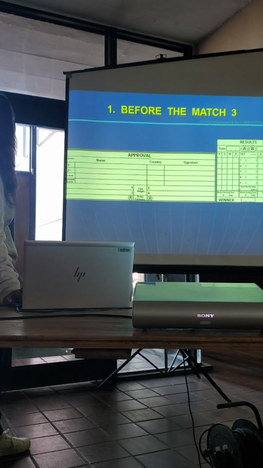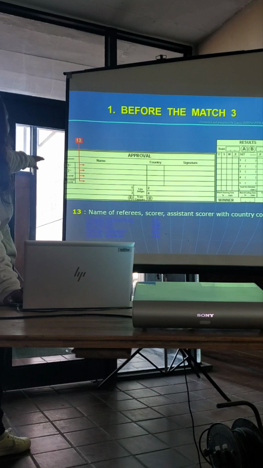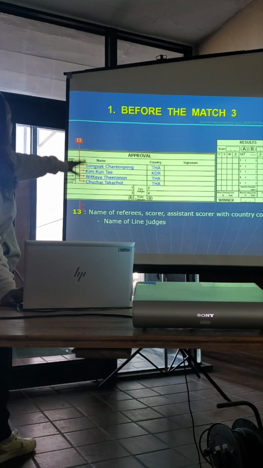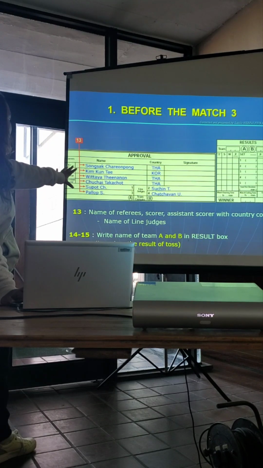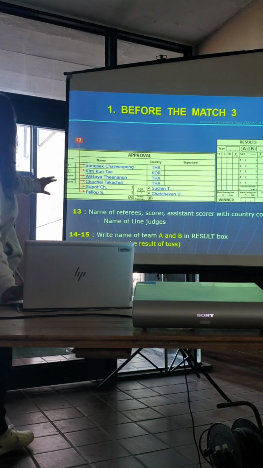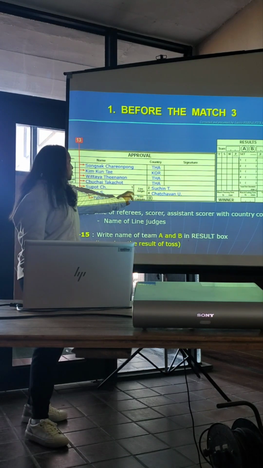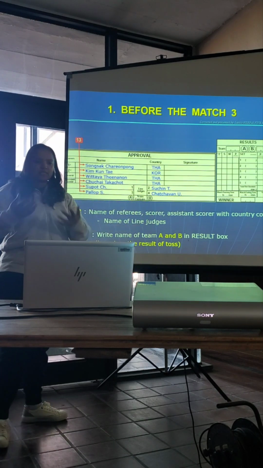Okay. So also before the match, you will then add everybody's name in there: the first ref, the second ref, the scorer, the assistant scorer. Don't worry about the country, and then the line judges will go there. So you'll see that there's 1, 2, 3, 4.